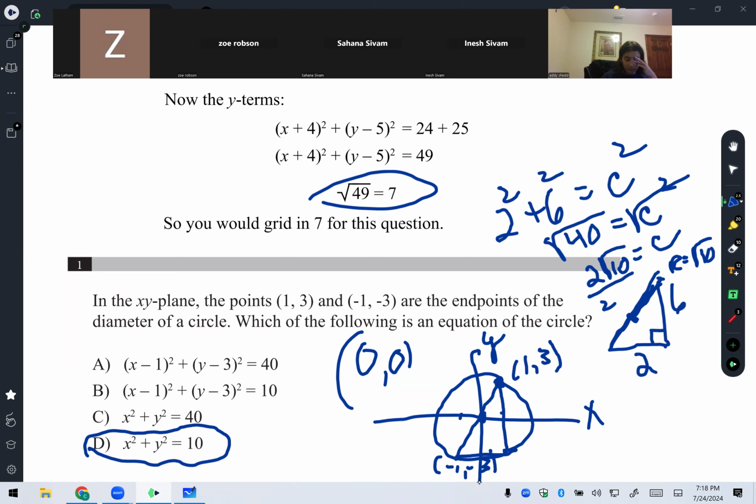So Addie, are you good? Just nod your head yes if you're good with that one. Inesh? Sehana, are you good, hun? Zoe Robson? Yeah. Inesh. And Zoe Latham, to that hard one, you're okay? Yeah. You got in a group with, this is an intelligent group.